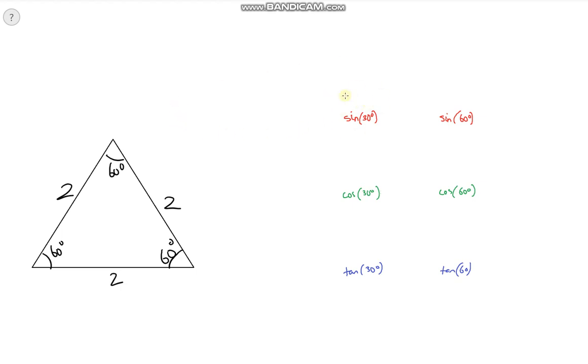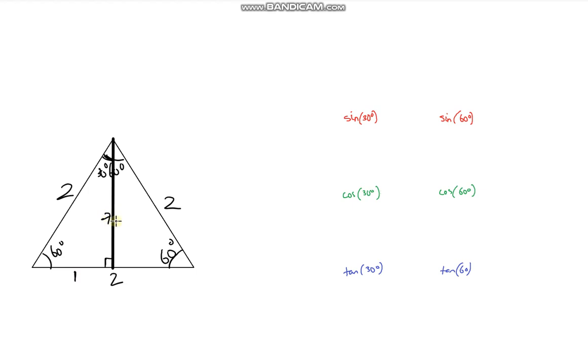Now how do I construct a 30 degree angle from this equilateral triangle? The easiest way I can think of is to drop a perpendicular line down like that. Because it's perpendicular, this angle here is a right angle, and it bisects the 60 degree angle, so now we've got a 30 degree angle here. In terms of the lengths, this was length 2, and because this perpendicular line bisects this line here, this length is now 1.